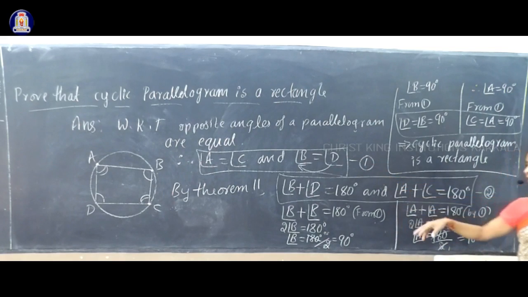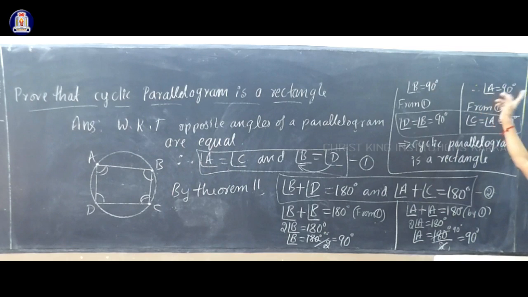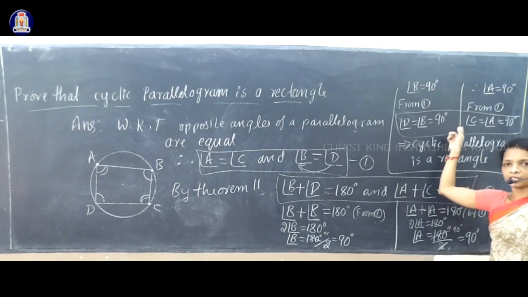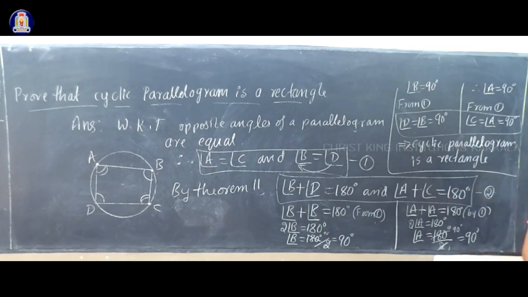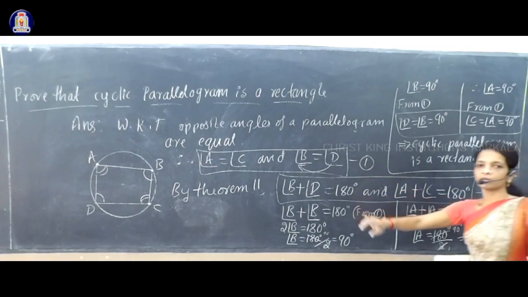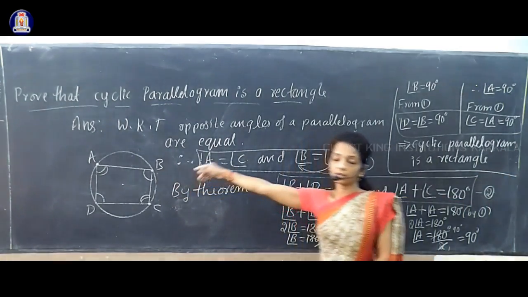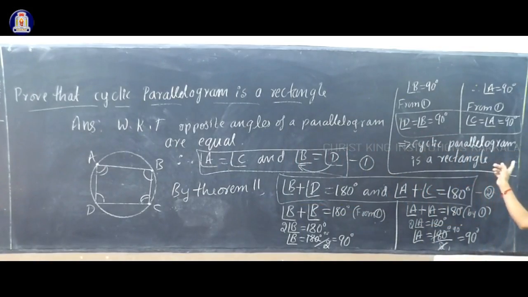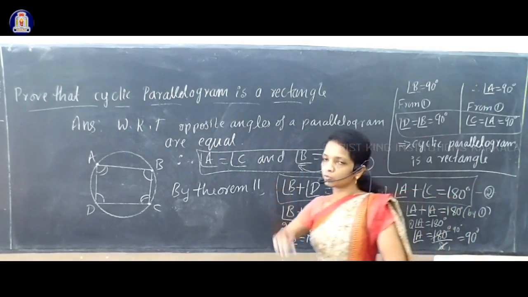Using 1, in the same way you have to proceed with the other part of equation 2 also, that gives one more angle is 90 degree, and that gives the left pair of angles is also 90 degree. So we get all angles, angle A, angle B, angle C, angle D, equal to 90 degree. If all angles are equal to 90 degree, that proves the quadrilateral is a rectangle. But we have taken a cyclic quadrilateral, cyclic parallelogram, so that is a rectangle. Okay, so this is the close of this question.